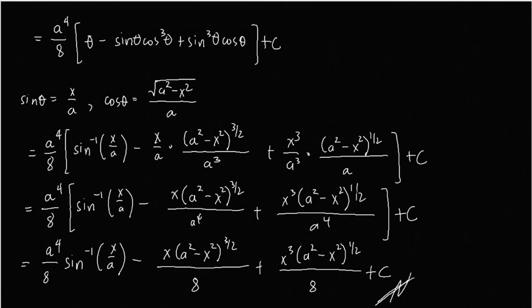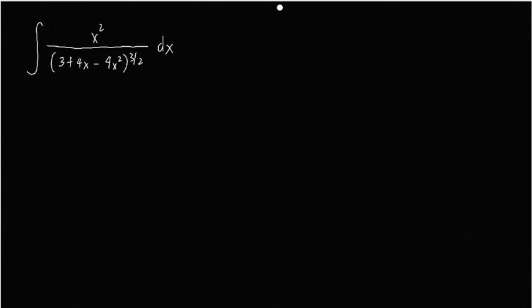So let's move on to our third problem. We have the integral of x squared divided by 3 plus 4x minus 4x squared raised to 3 halves dx. So at first glance, we may not think it to have a connection to a squared minus u squared.